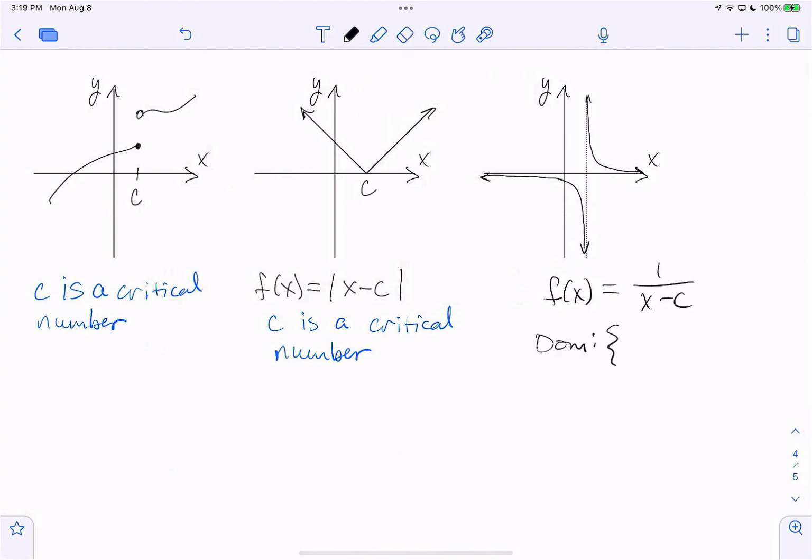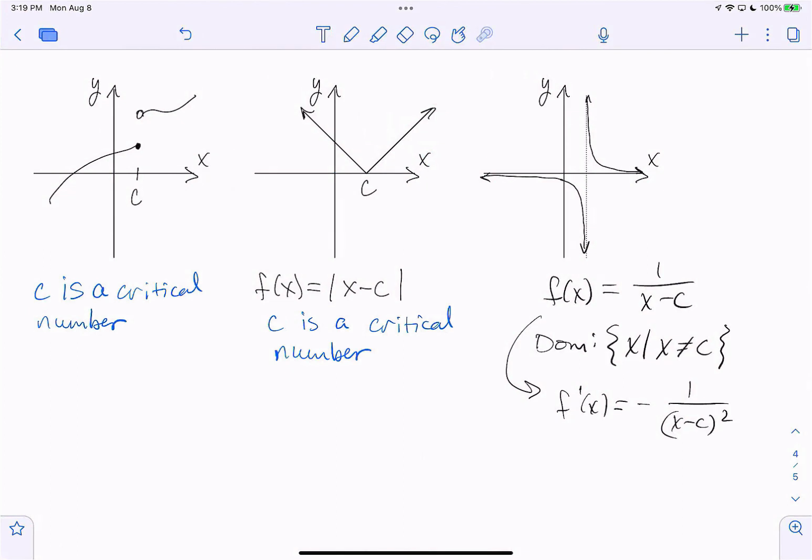But for something like f of x is equal to 1 over x minus c, the domain would be the set of x such that x does not equal c. When I differentiate it using the power rule, I get f prime of x is equal to negative 1 over quantity x minus c squared. Even though c is not in the domain of f prime, since c is not in the domain of f, c is not a critical number for this rational function.